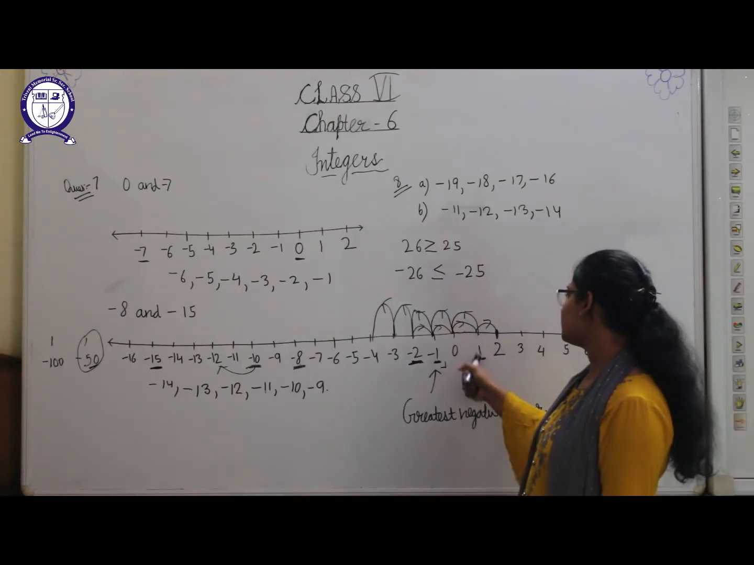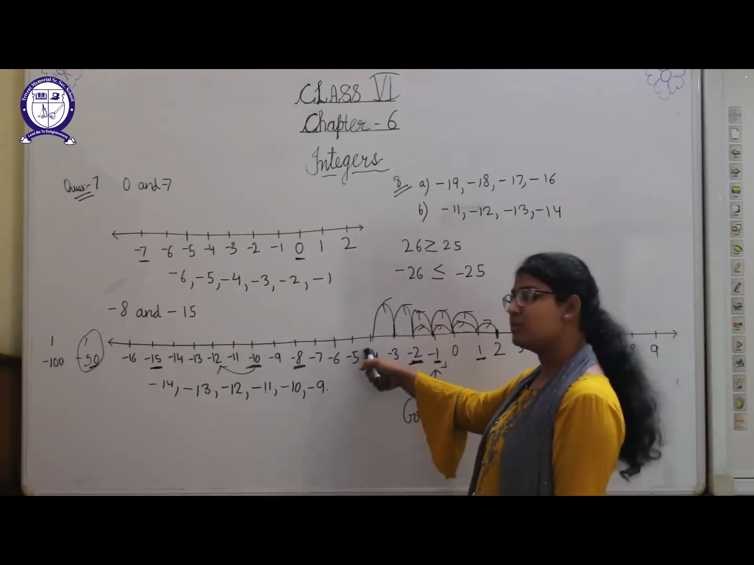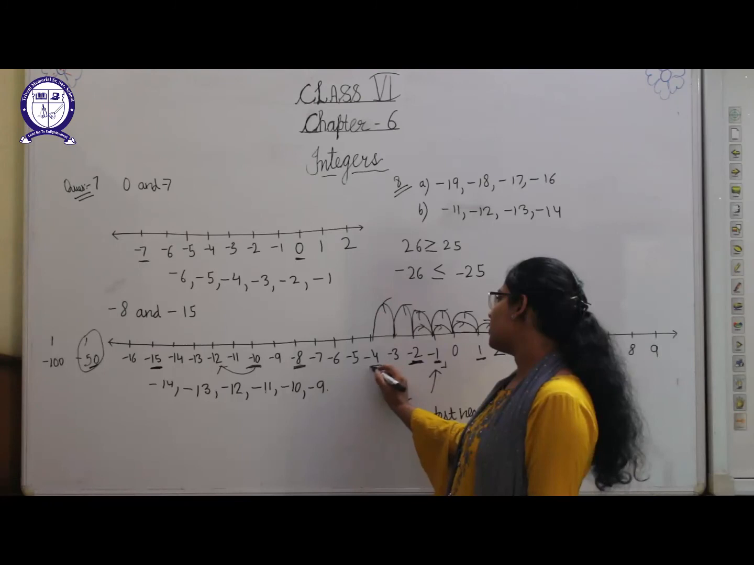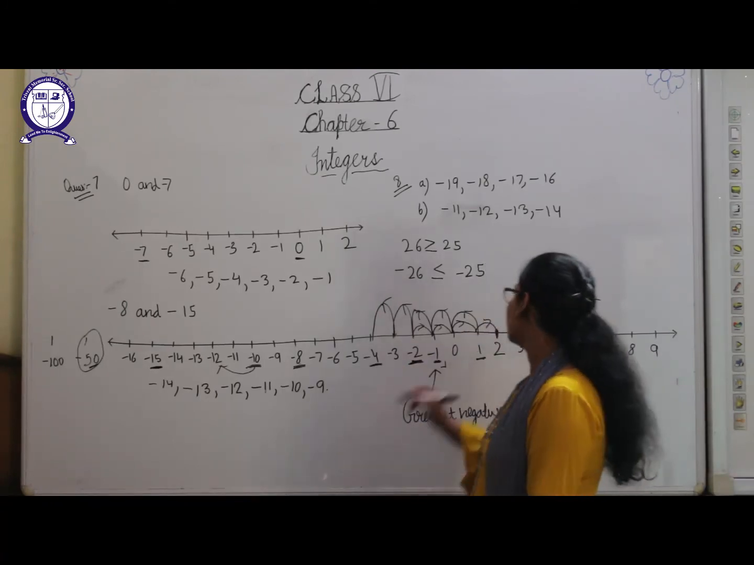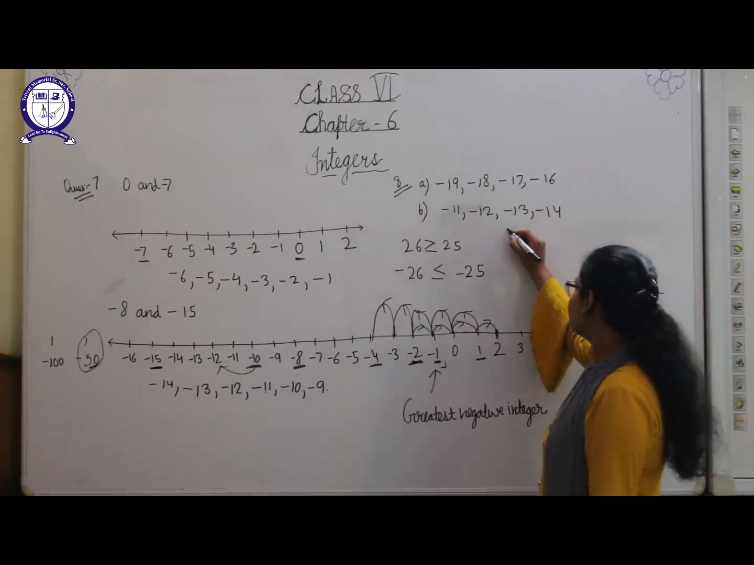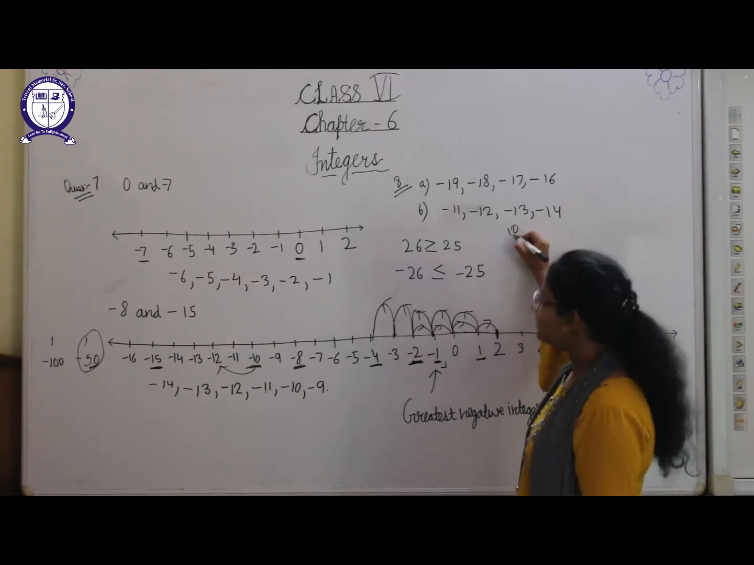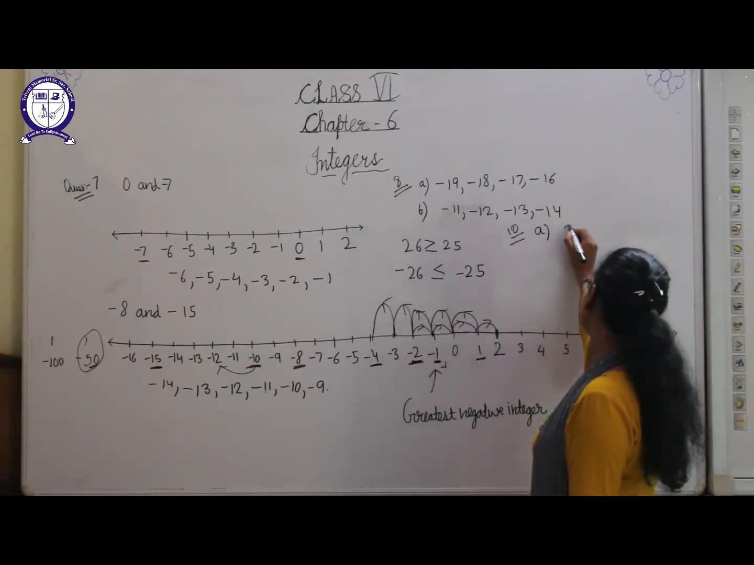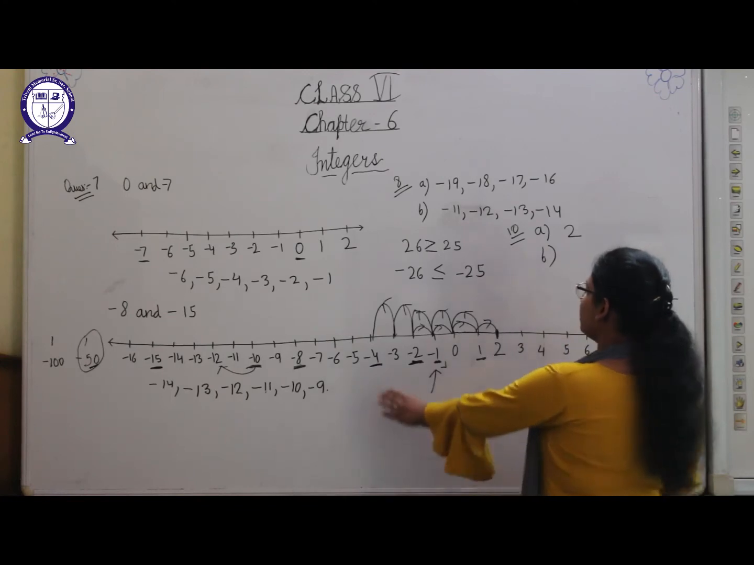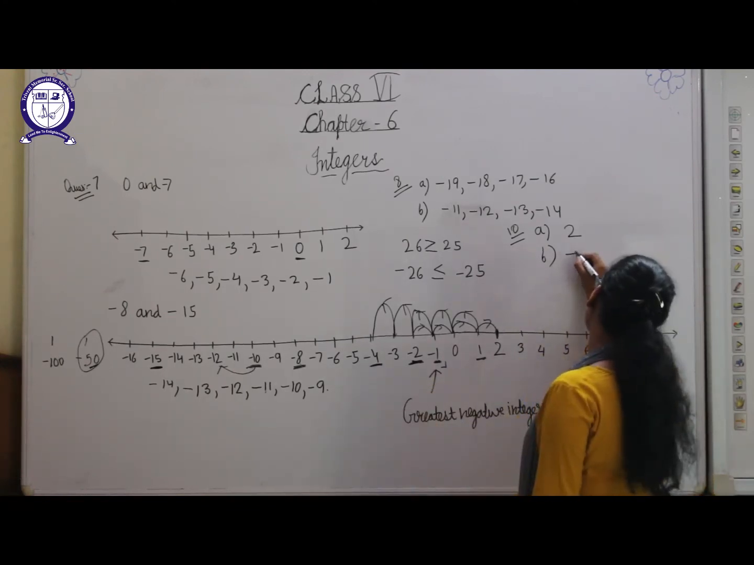So this was 1. We'll move towards the left. What we are getting is minus 4. So its answer will be, I am writing it here. This is the 10th question. For A part we were reaching 2. For B part we reached minus 4.